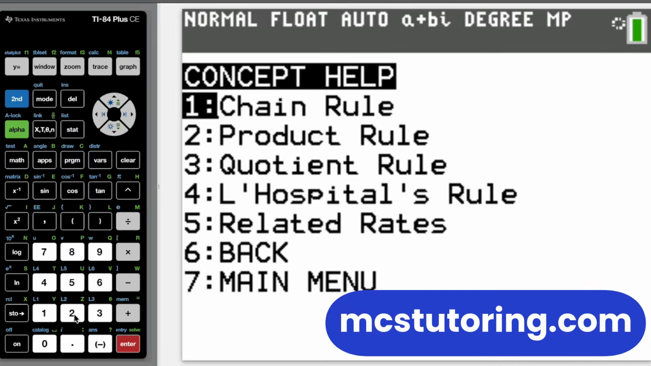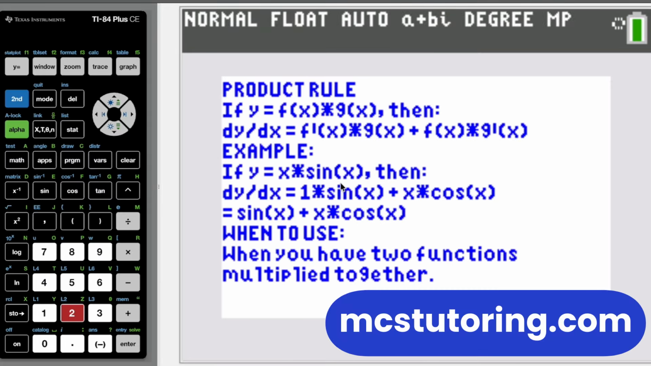There we go. Let's go to product rule. So here's a product rule example. If we have x times sine of x, the derivative would be f prime of x times g of x plus f of x times g prime of x. So derivative of x is 1, and then we keep sine of x, and then plus the first function as it is, so x stays the same, and the derivative of the second function. So the derivative of sine x is cosine of x. When to use: when you have two functions multiplied together.